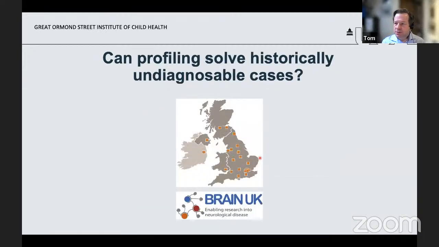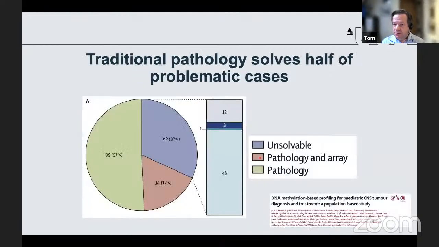The other question we asked with this data is, can we solve historically undiagnosable cases, but also a bit, how many cases are undiagnosable now? So we went across using the Brain UK virtual tissue bank network to go to all our colleagues across the UK and say, please send us things that don't really exist in the classification anymore, anything you're never able to solve, really nasty, weird-looking, high-grade things. And we collected a cohort of several hundreds of these. We methylation profiled them and then looked at what the outcome in terms of diagnosis was.